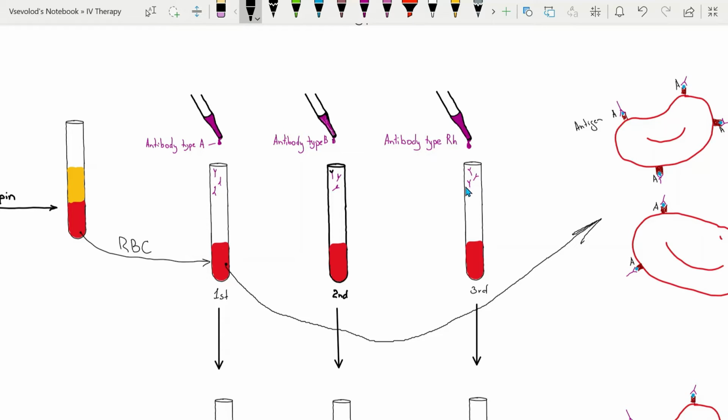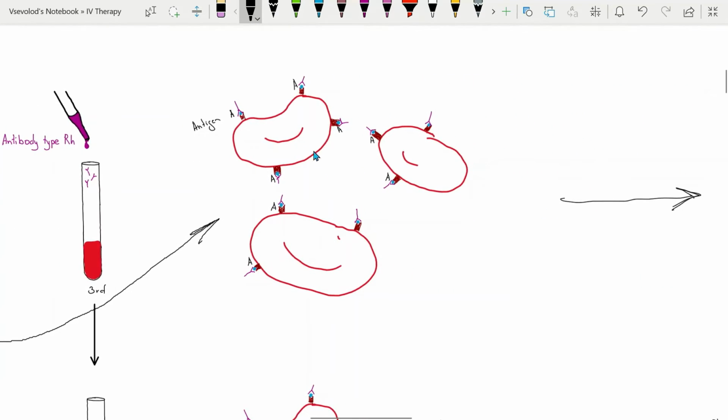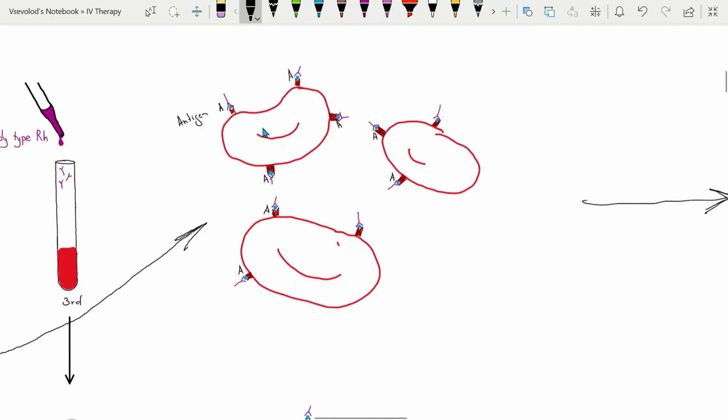Techs are looking for antibodies to find their antigen on the surface of red blood cells. For example, in the first test tube, if the patient has antigen A on the surface of the red blood cell, and the antibodies that they add are anti-A antibodies, antibodies will bind to those target A antigens after a period of incubation, where the antibody and antigen come together.